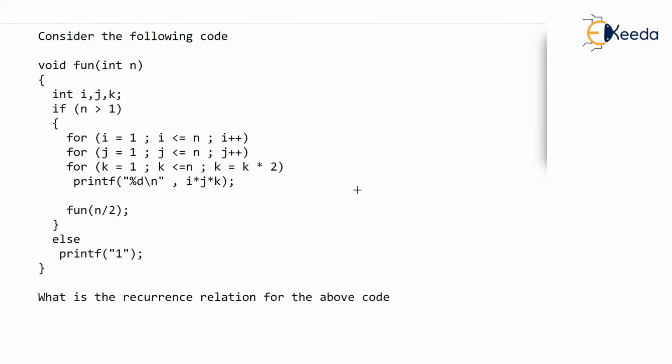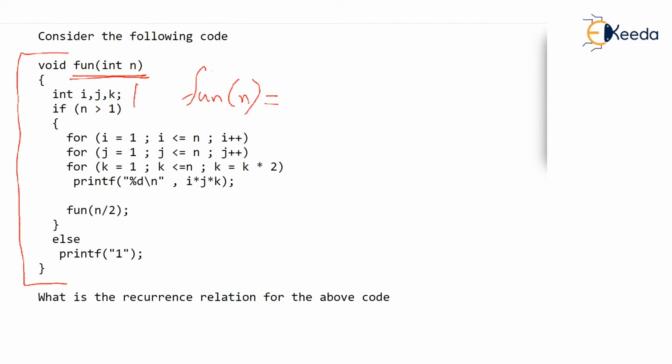Here we go, one more exercise. Again, you can pause the video and check what will be the recurrence relation for this particular function. Just check out that. What is it going to be? Let's see. If fun is called with parameter n, so we are talking about fun n. What is the recurrence relation for this?